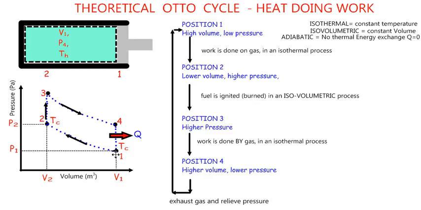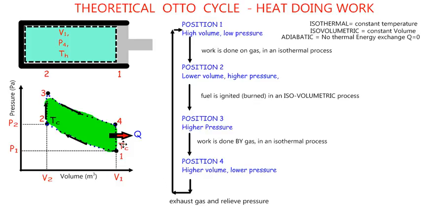So in summary, position 1, where the gas is cold, is then compressed to a small volume and high pressure. We then ignite the gas inside to increase the pressure dramatically and the temperature, and this high pressure and temperature is used to do work on the piston. And at 4, we simply exhaust the gas to relieve the pressure back to 1 so that the process can be repeated.